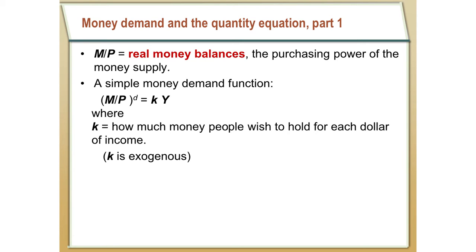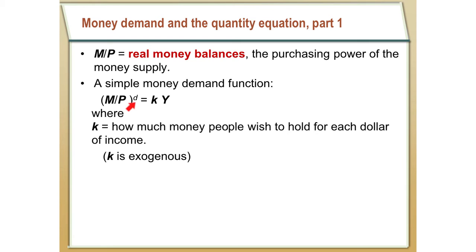So if we're going to make some decision about how much money we want to hold, really we should focus on the amount of real money balances we want to hold, because that's what matters for our decision making, right? So we need to factor in both how much money we want and the prices of the things we need to purchase. So a simple formulation for money demand looks like this. So this M over P is real money balances.